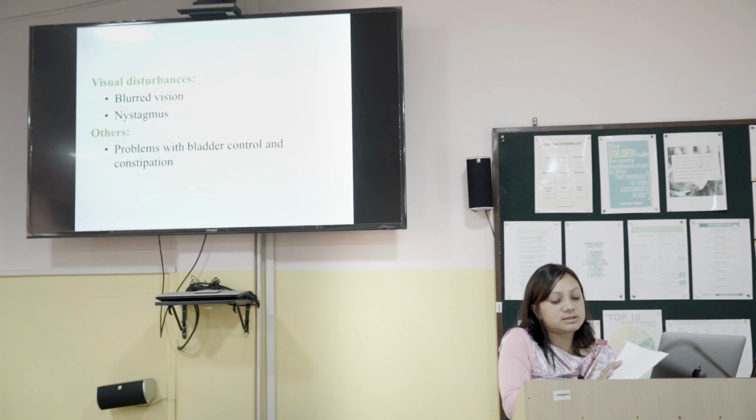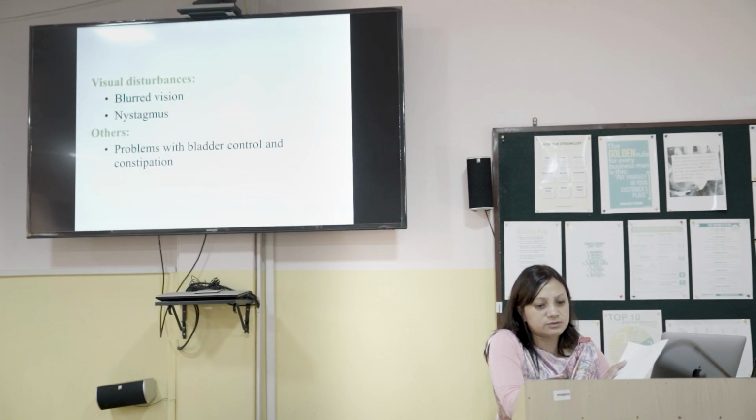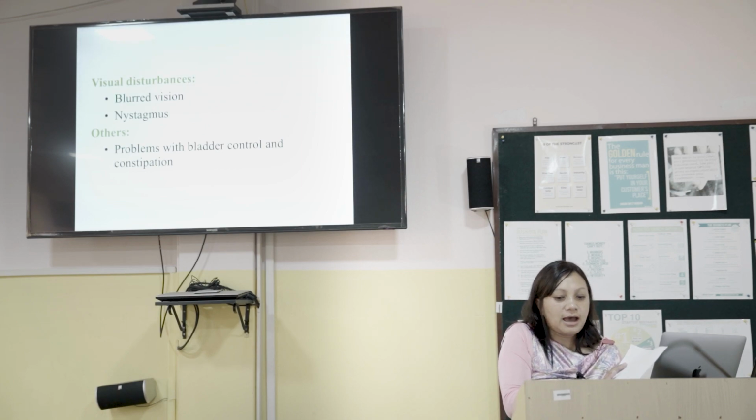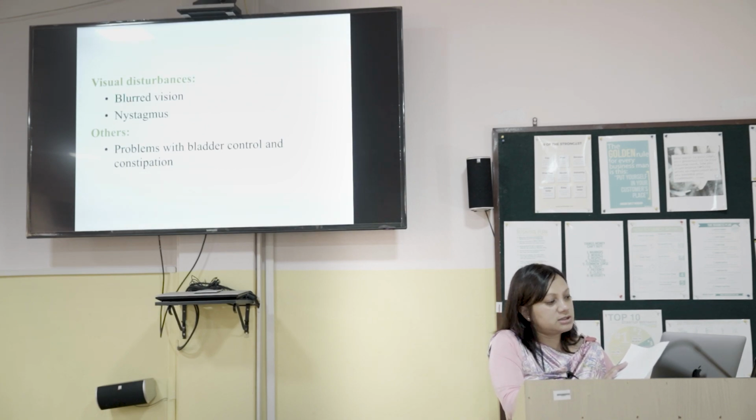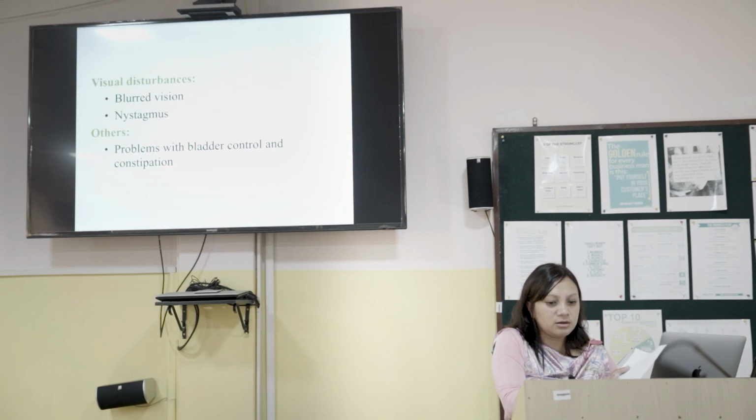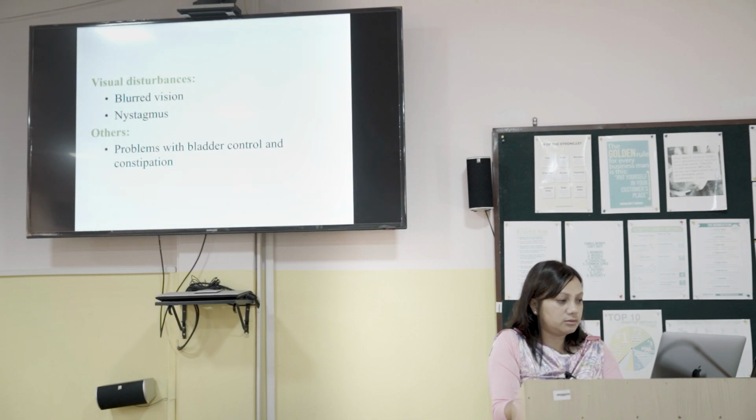The other symptoms are visual disturbances, for example, blurred vision at the onset of the disease, which may deteriorate further, with some patients losing sight in one eye or suffering double vision. The patients may also experience nystagmus, that is, involuntary movement of the eyes. The other symptoms associated with MS are problems with bladder control and constipation, where the patients do not have any control over their urine.